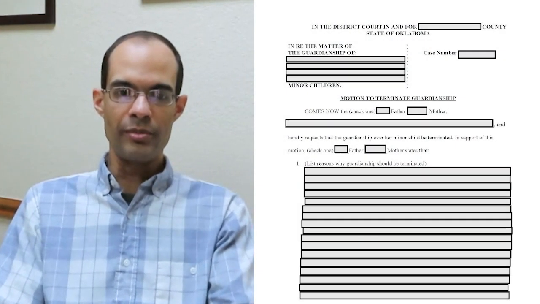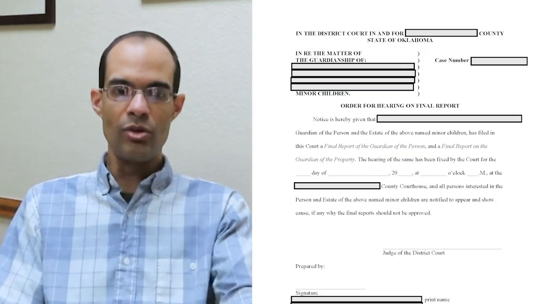Now, first, I'm going to discuss how to terminate guardianship in Oklahoma if you're the biological parent and someone else is the guardian. First, you need to fill out 2 forms, the motion to terminate guardianship and the order setting hearing on the motion to terminate. Fill out the order before you go to court, but leave the space for the hearing date and the judge's signature blank. The judge will fill in these spaces.